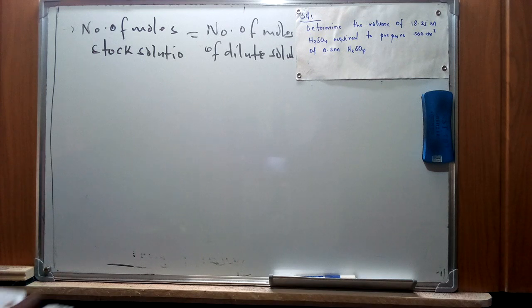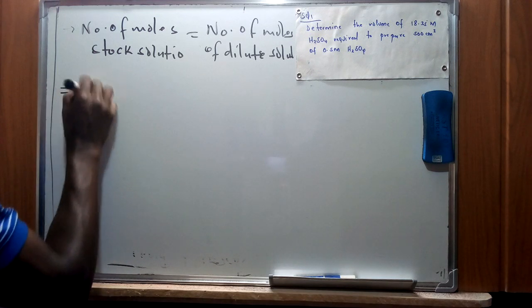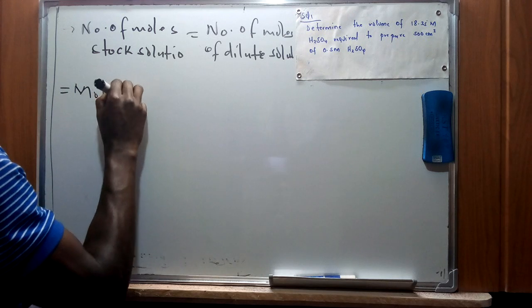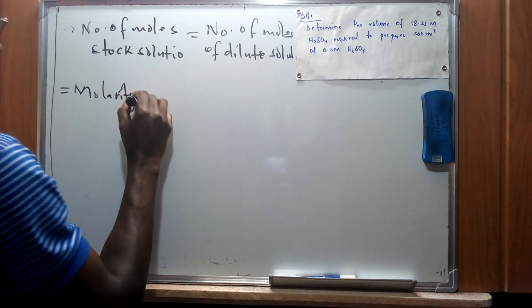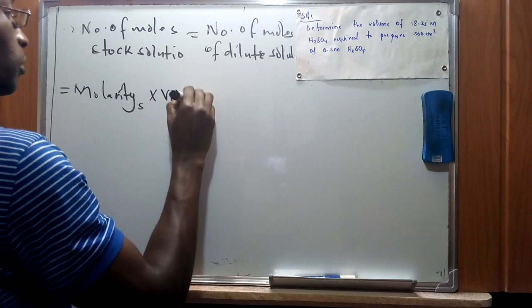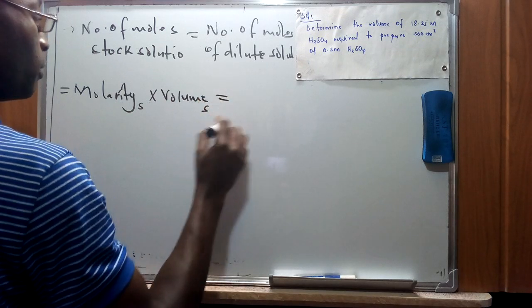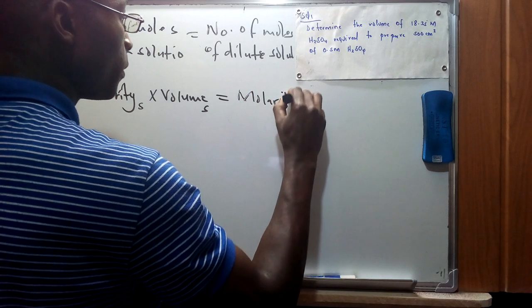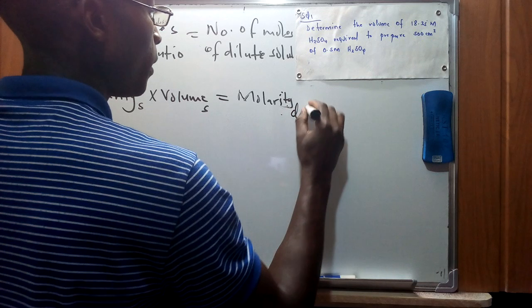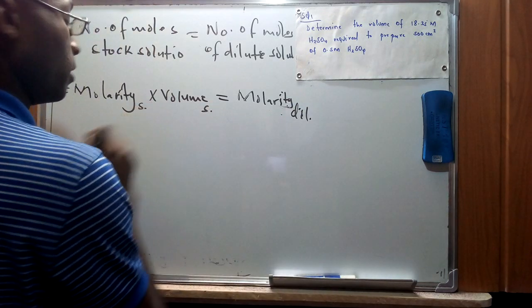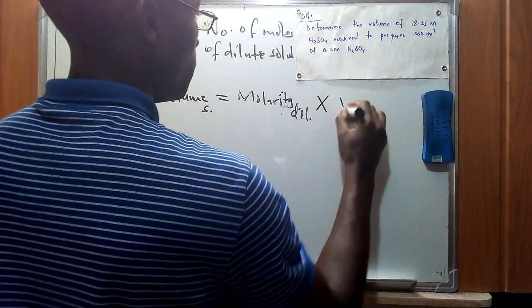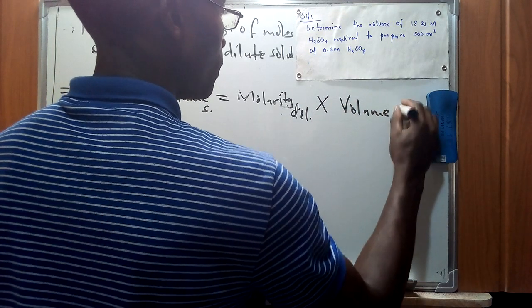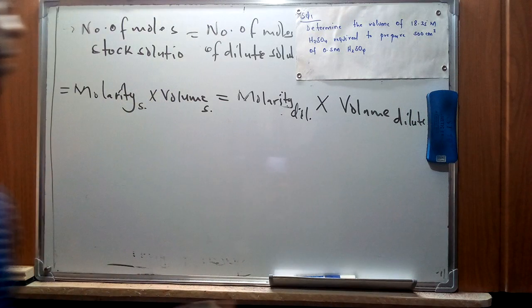Whereby we will find that the product of molarity of a stock solution and volume of the stock solution is equal to the molarity of the dilute solution times the volume of the dilute solution. I'm just using those initials to represent stock and dilute. So this formula, having been given any two of the three quantities, we can find the other by making it the subject of the formula.